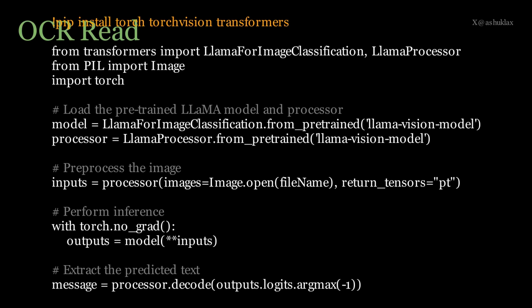When you say torch.no_grad(), this context manager is used to disable gradient calculation. So here we are saying, we don't need to calculate gradients. We just want to run an inference and read the content of the image. It's not needed for inference and it's going to save memory. And finally, you just say message equals processor.decode, and you pass outputs.logits.argmax(-1). This line is going to decode the model's output logits to extract the predicted text.